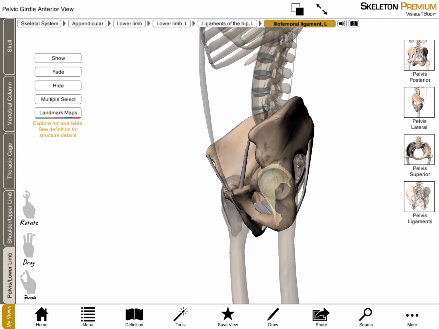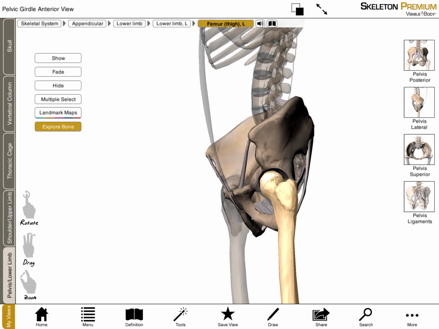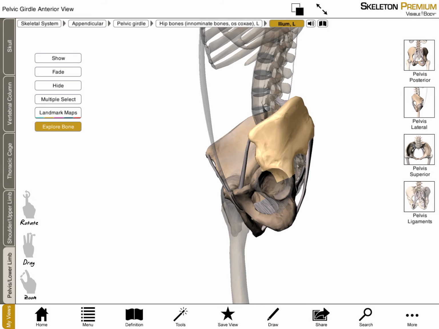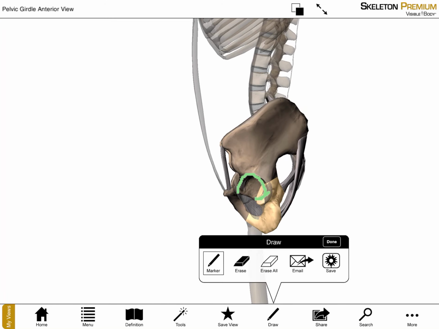Each section of the pelvis contributes to the acetabulum. So the acetabulum would be the socket here, and if we get rid of the femur, we can see how each portion of the pelvis, the ilium, the pubic bone, and the ischium all contribute a small bony part to the acetabulum, or the socket where the head of the femur sits in.